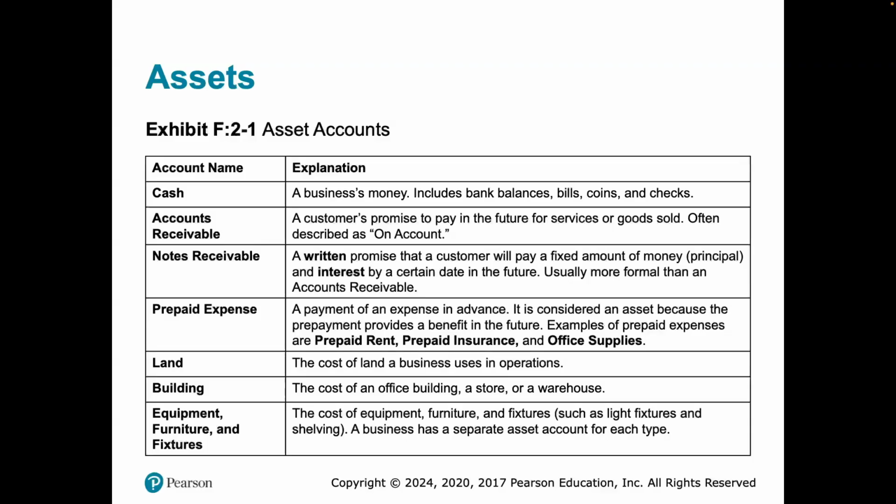Accounts receivable, these are like IOUs, right? Things that the company has performed, has done jobs, has sold material, has sold products, and whoever we've sold them to or we've performed the service for, they owe us for that. And so that is an account receivable. That's something we're going to receive in the future.